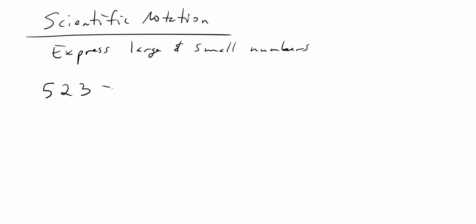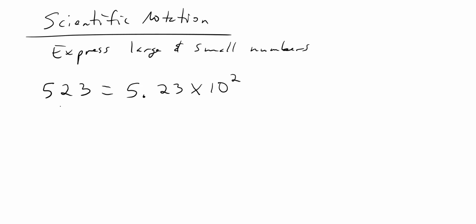So, scientific notation. Let me write this out here again. It's a way to express large and small numbers. Let me start out with some examples. 523, if I want to express that in scientific notation, this is what I do. It's 5.23 times 10 to the second power.